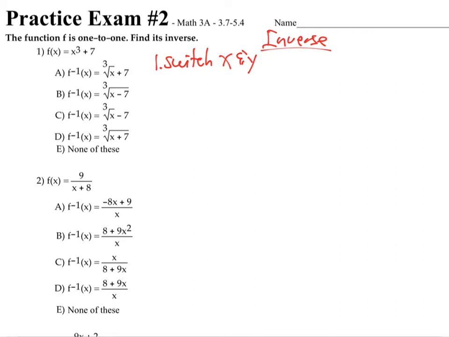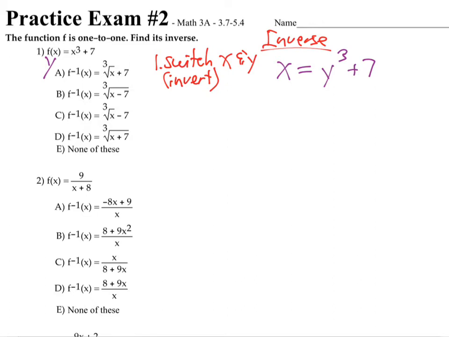So step 1, switch x and y. That comes from the idea of invert. Switch or invert x and y. Now, I don't see y. Where's the y? F of x. We've talked about that a few times. Functions are y. F of x, g of x, h of x, those are y. So those are going to switch. So that's going to become x on the left and y on the right. So far, so good? I switched x and y became x, and x became y.